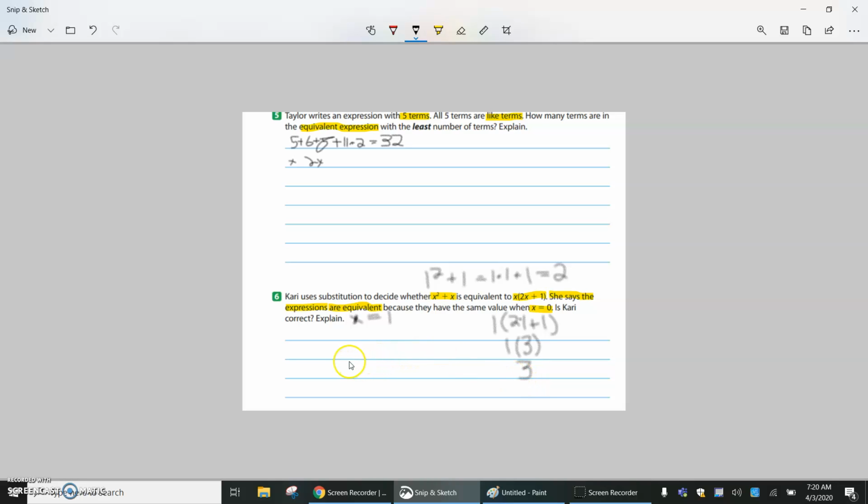Alright, now time to put on your thinking caps. Is 2 equal to 3? If I have $3, do you think I'm going to trade you for $2? Nope. So is Carrie correct? No. Now you need to explain why.